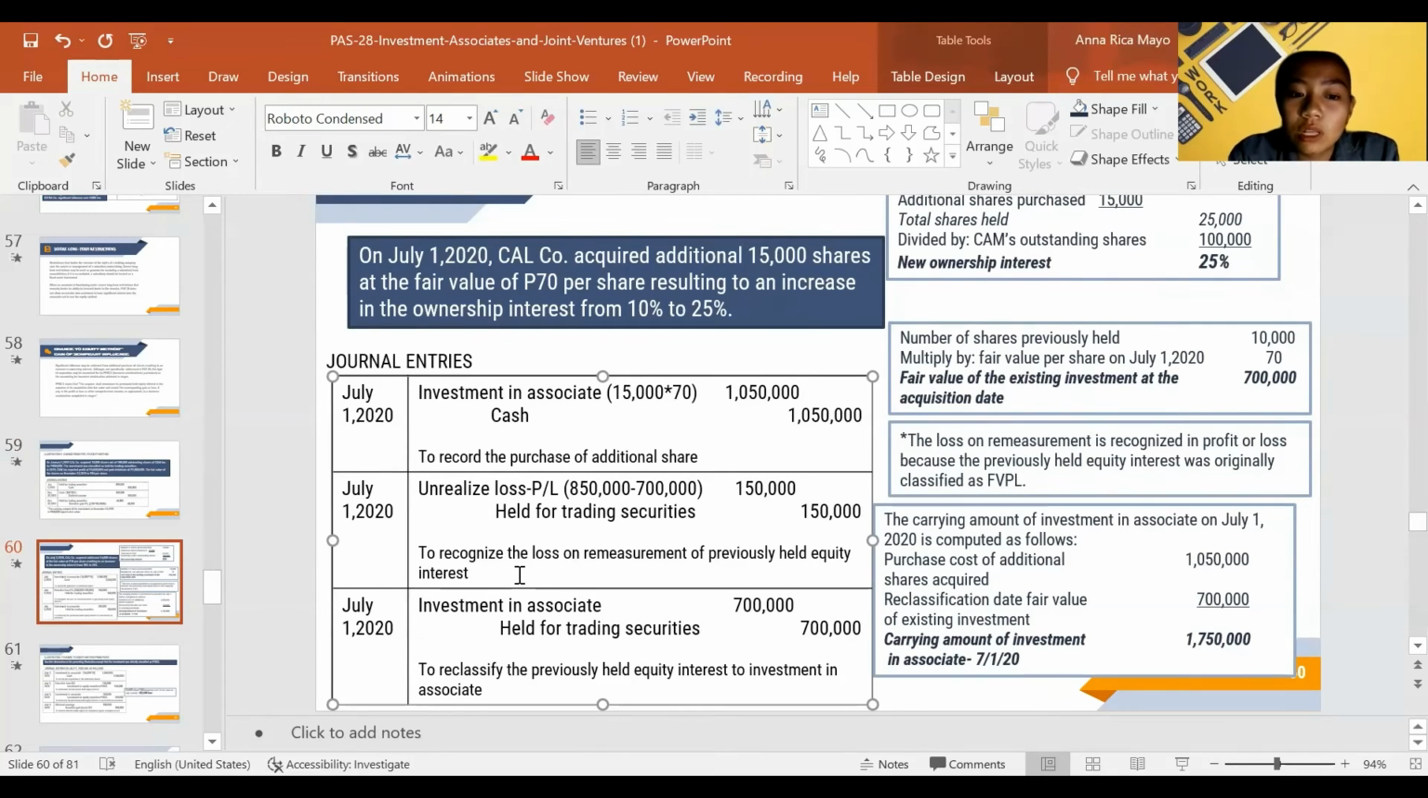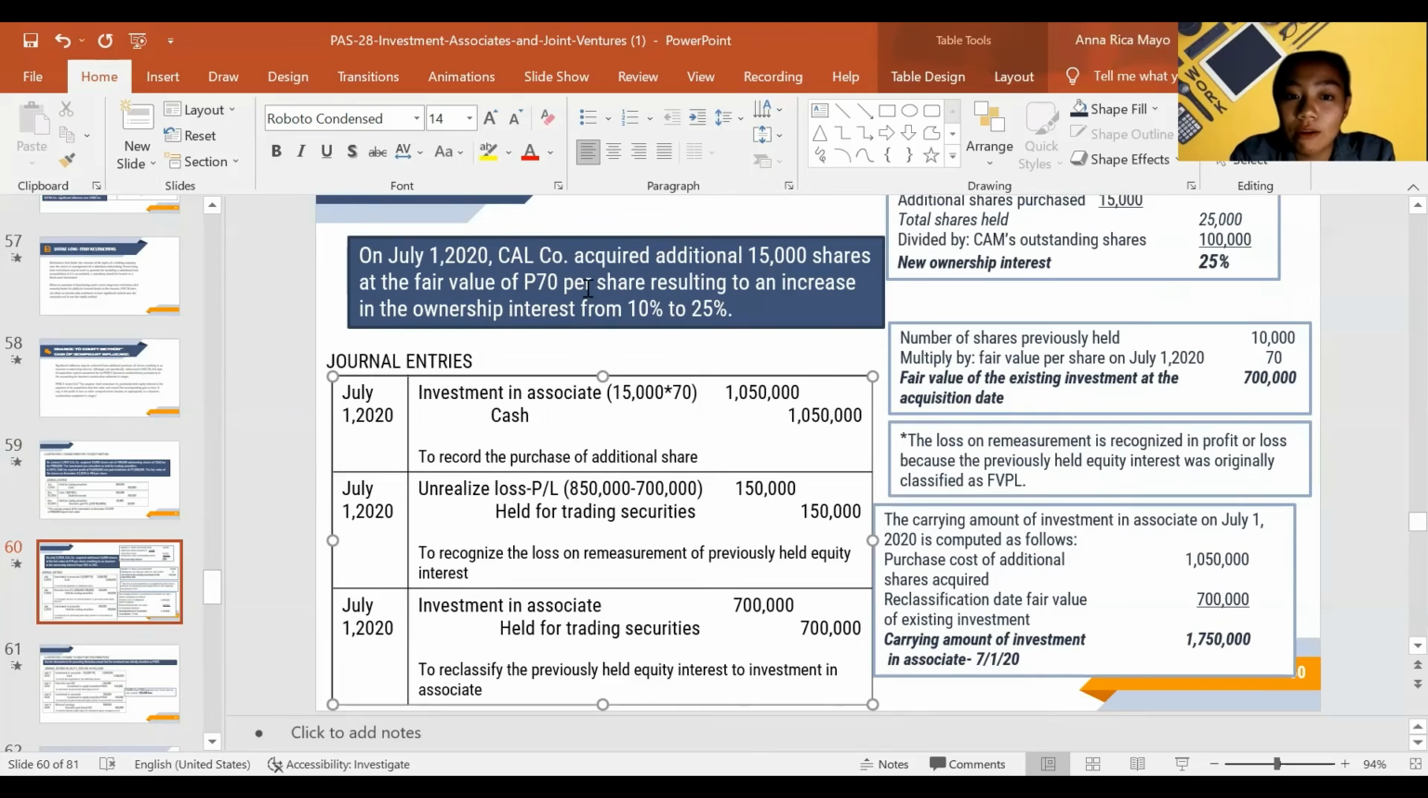Another entry for July 1, 2020 is investment in associate, 700,000, held for trading securities, 700,000. Ito na yung nare-reclassify na amount ng previously held mo na investment in associate, which is 10,000 times 70 per share.